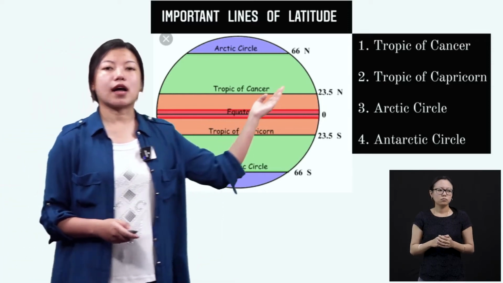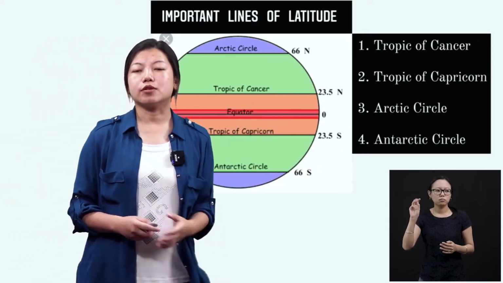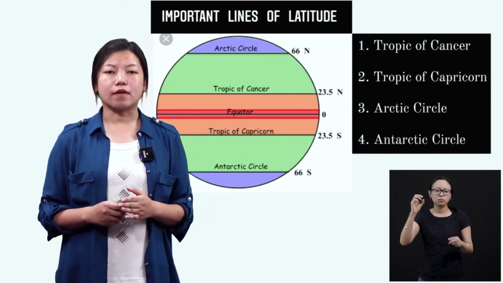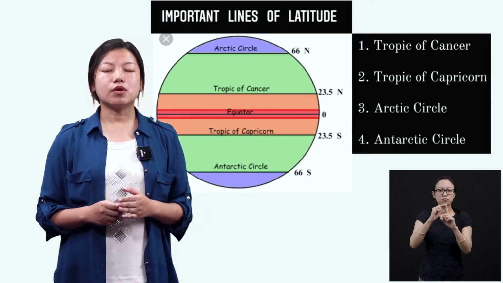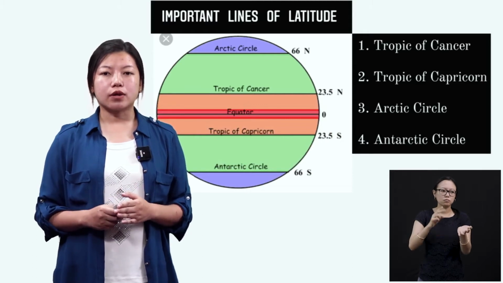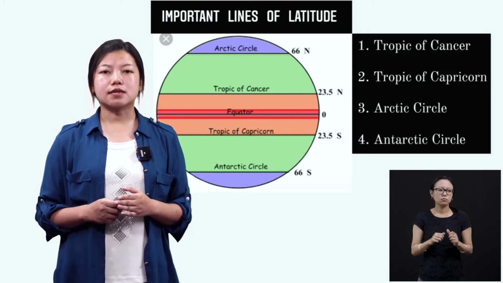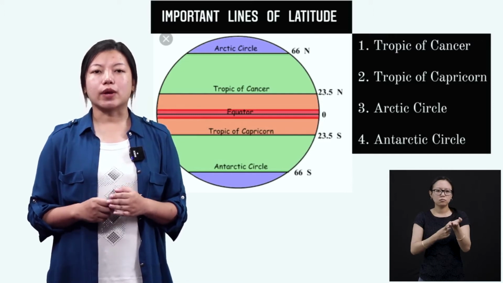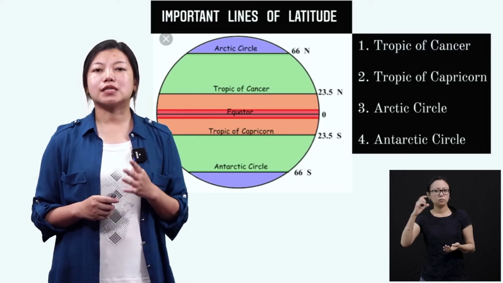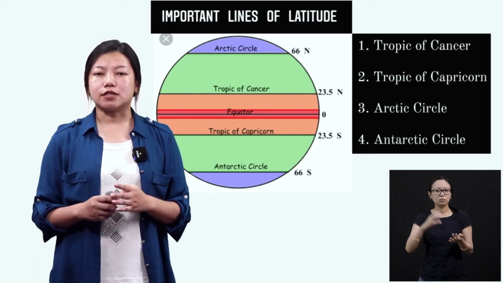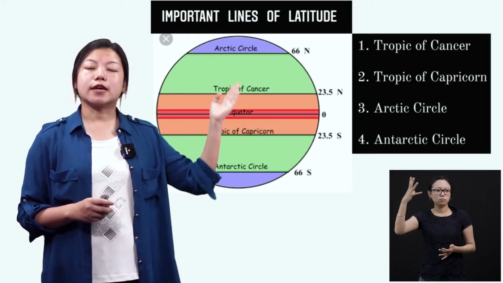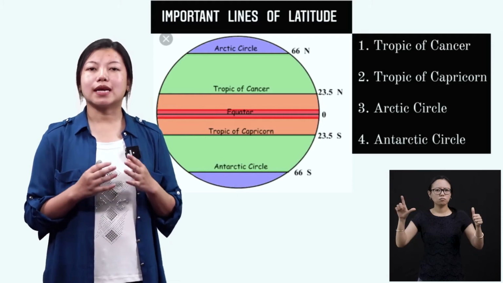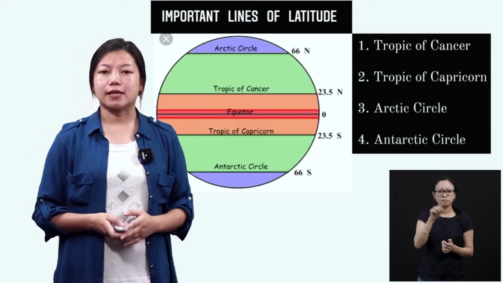So, I have written the names here. You can see once more. Number 1 is Tropic of Cancer. Number 2, Tropic of Capricorn. 3, Arctic Circle. And number 4 is Antarctic Circle. So we have 4 very important lines of the latitude. Alright, so altogether we have 180 lines, right? 180 latitudes. You can say that.